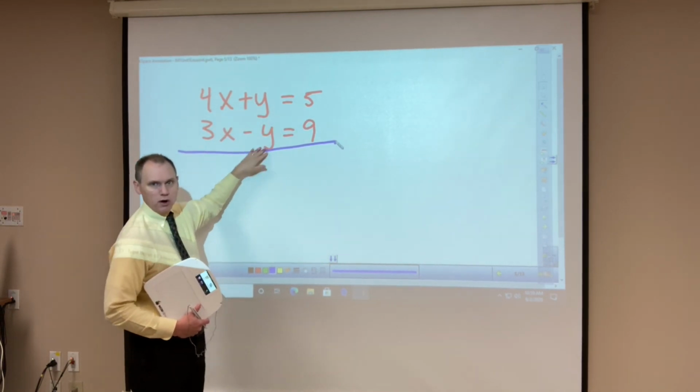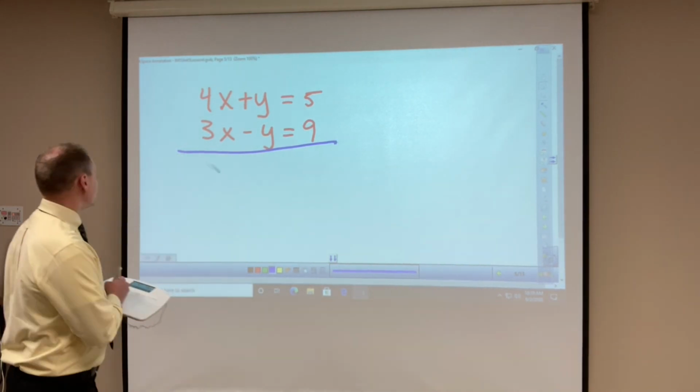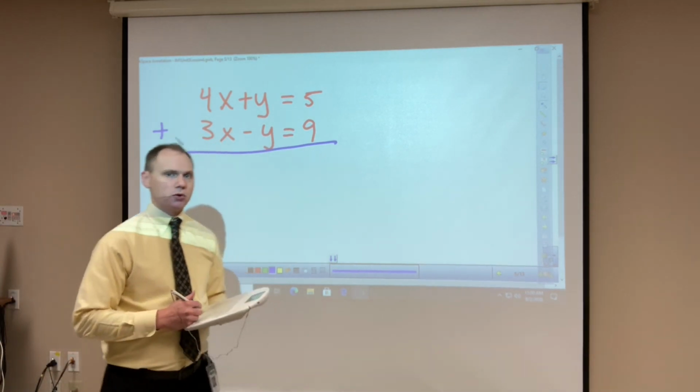So it'd be y plus y is 2y. So that's not going to work. So that's why we're adding, and I'm just going to put an addition out here just to remind me that I'm adding these two equations.